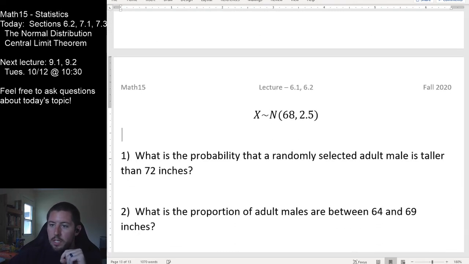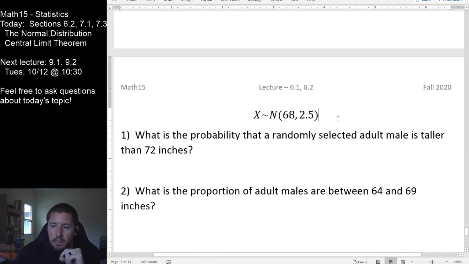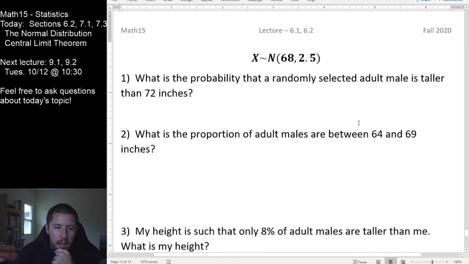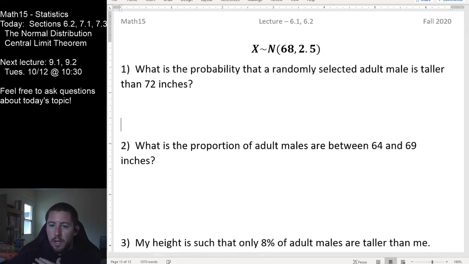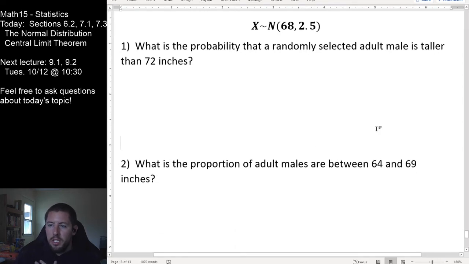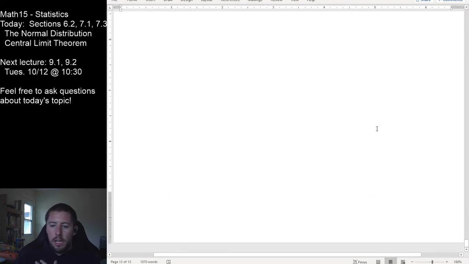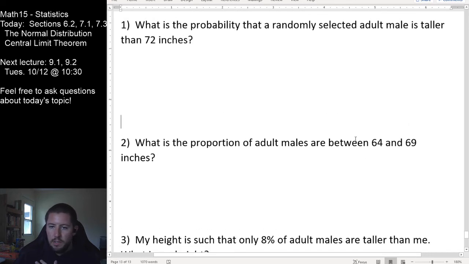So we're going to use this adult male height distribution right here. 68 inches is the average adult male height. 2.5 inches is the standard deviation of adult male height. And super importantly, we're going to draw pictures to go with each of these. And these three are all going to be a little bit different than the previous ones.